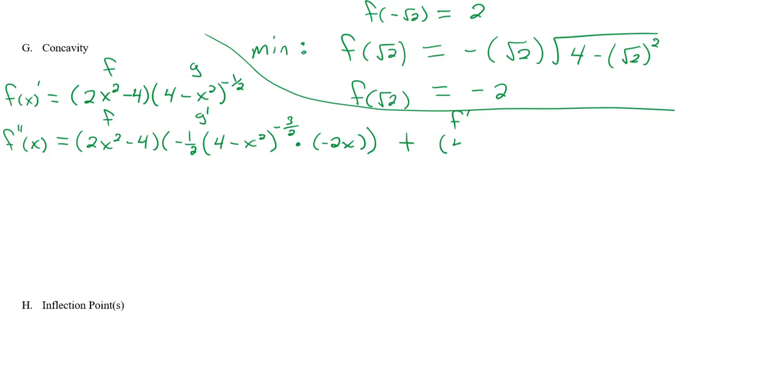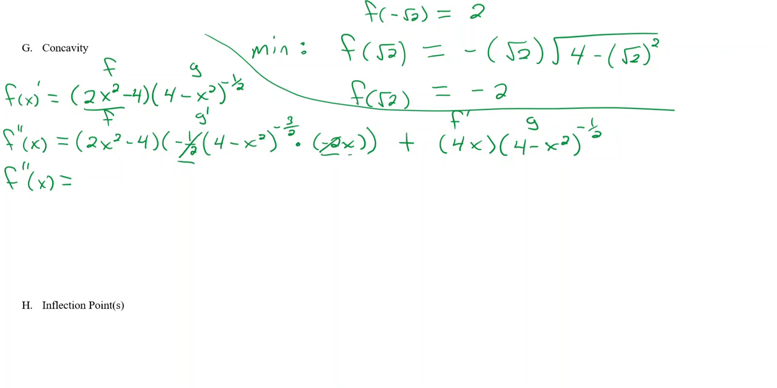So in this case, that would just be 4x, right? Just the derivative of f here. And then just times g. So 4 minus x squared to the power of negative a half. So again, I'm going to want to clean this up. So f double prime of x is equal to, if you look again from last time, I've got a negative and I've got a negative. So those are going to cancel out and become positive. I also have a 2 over a 2 here, so those cancel. So I can cancel those right now.